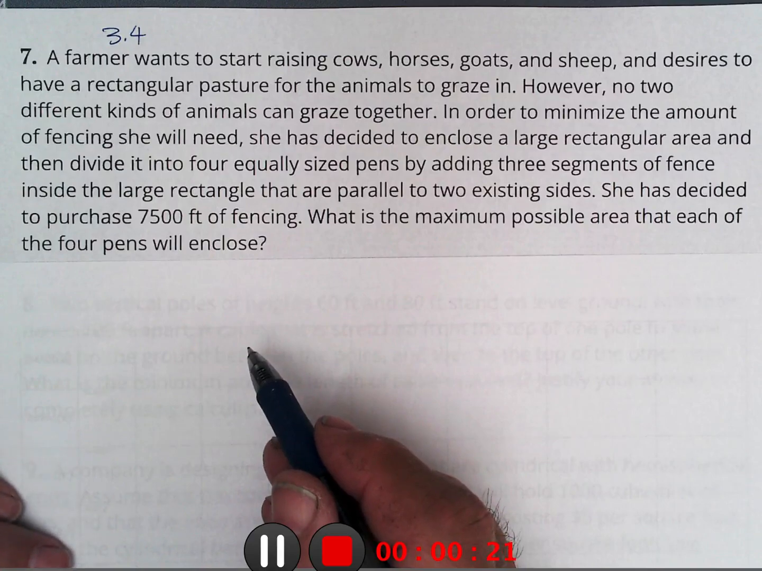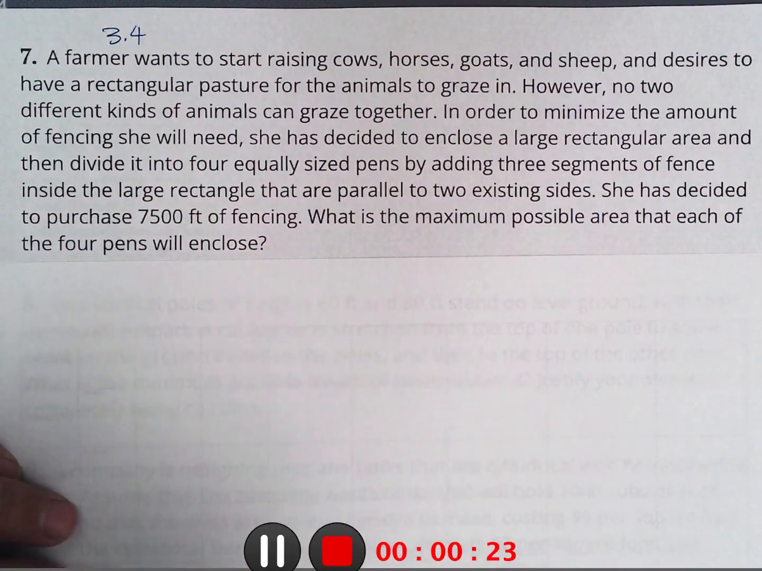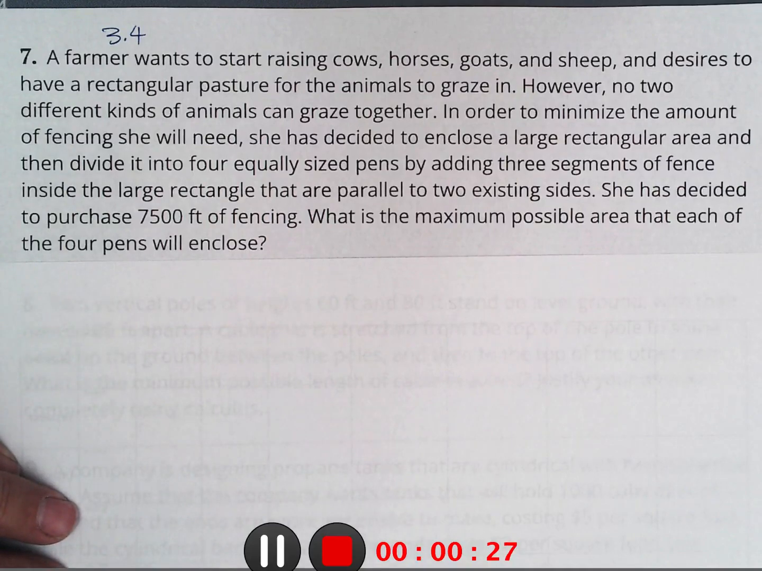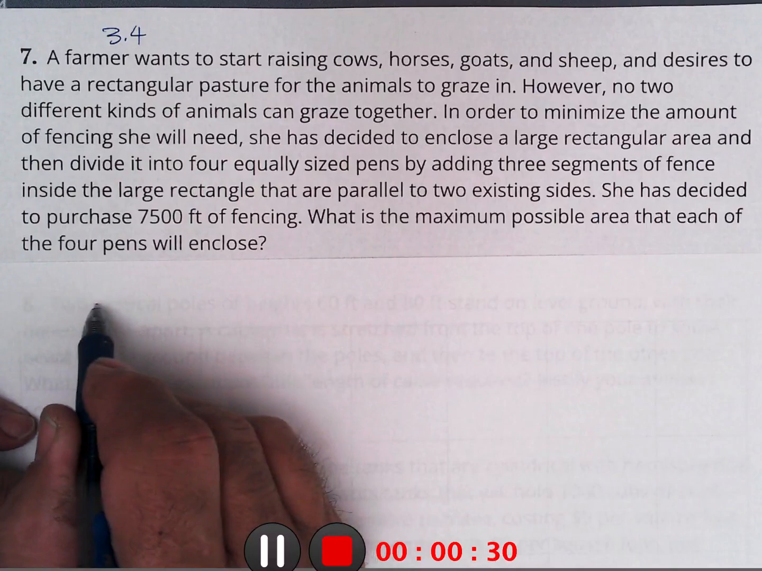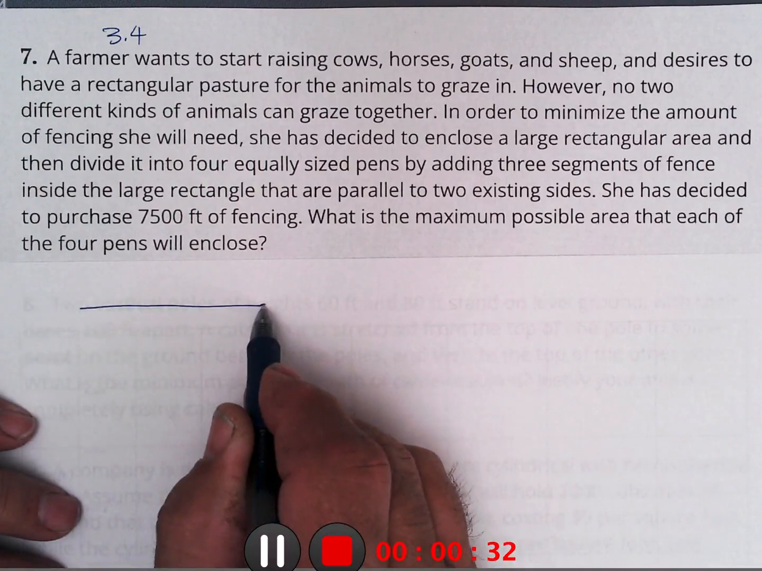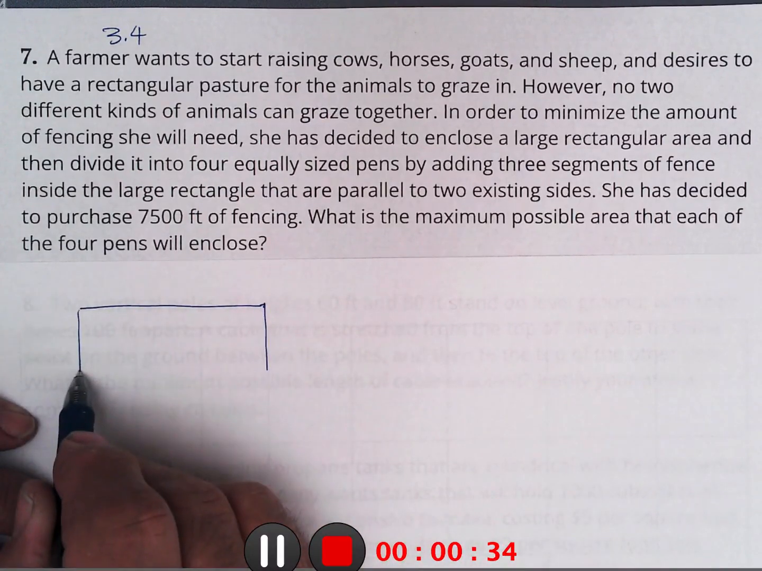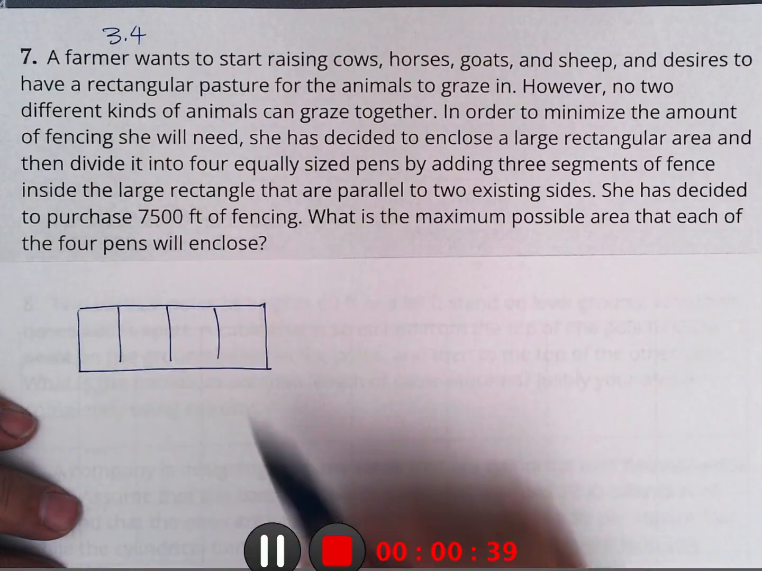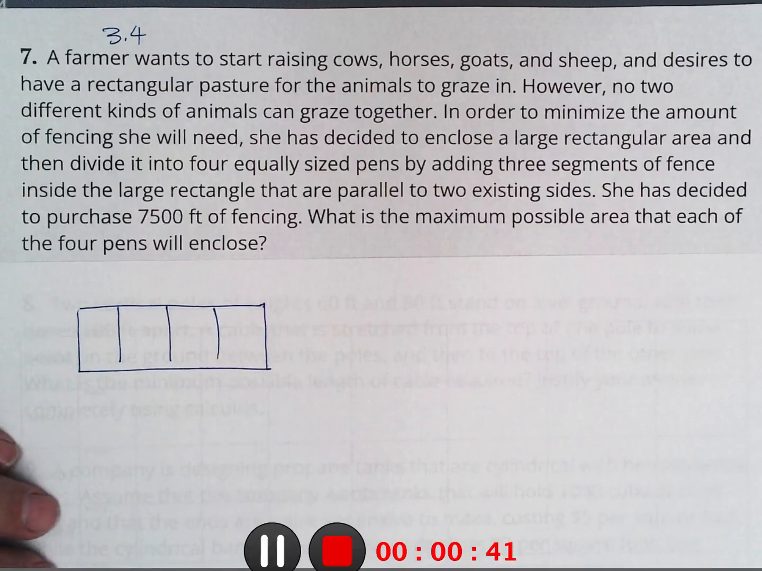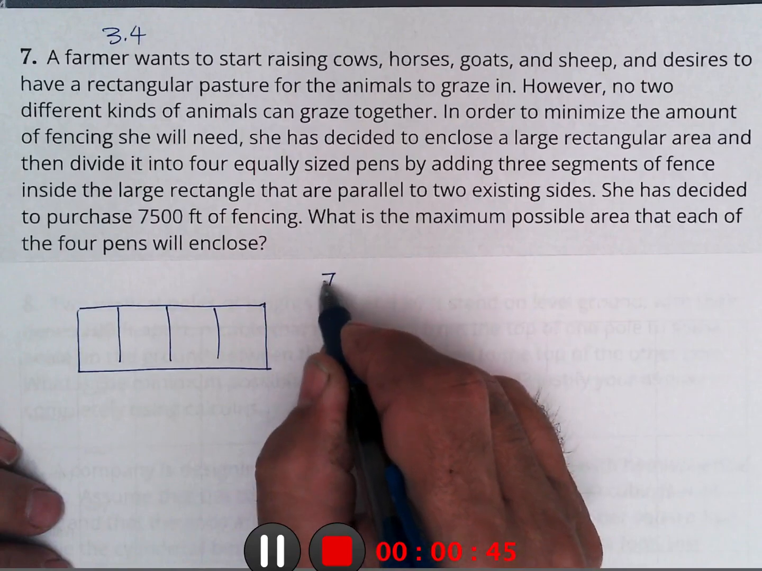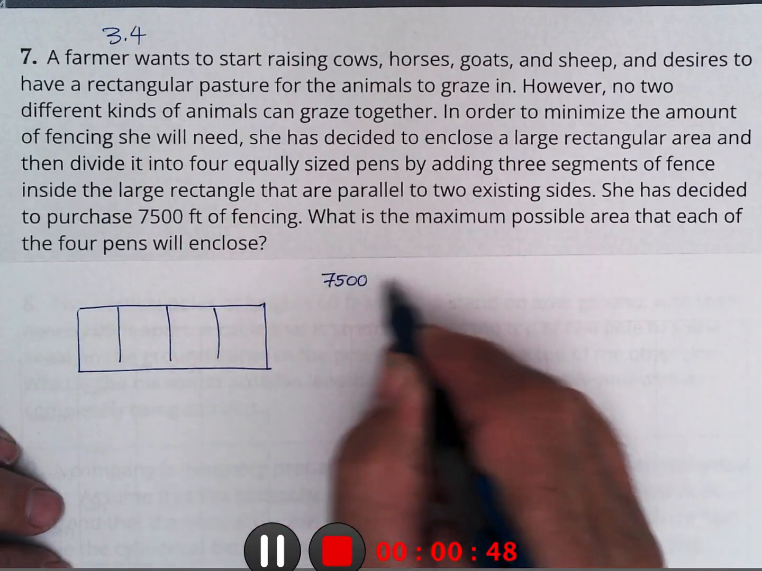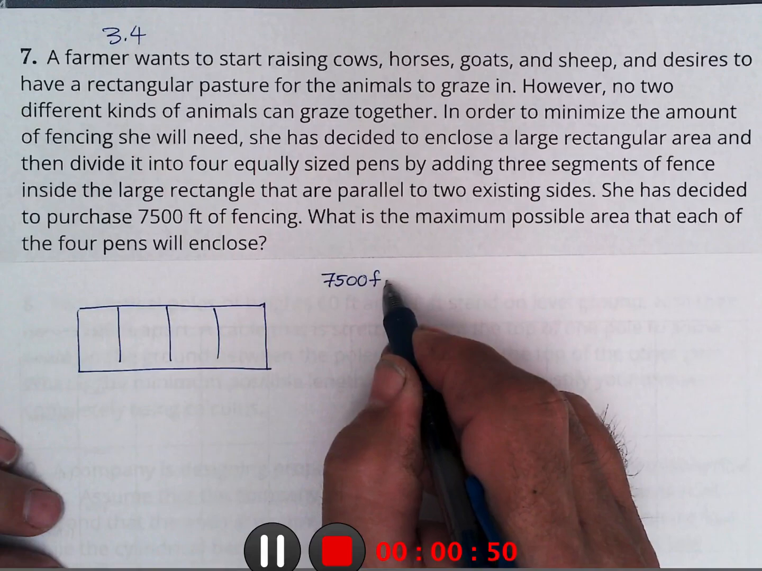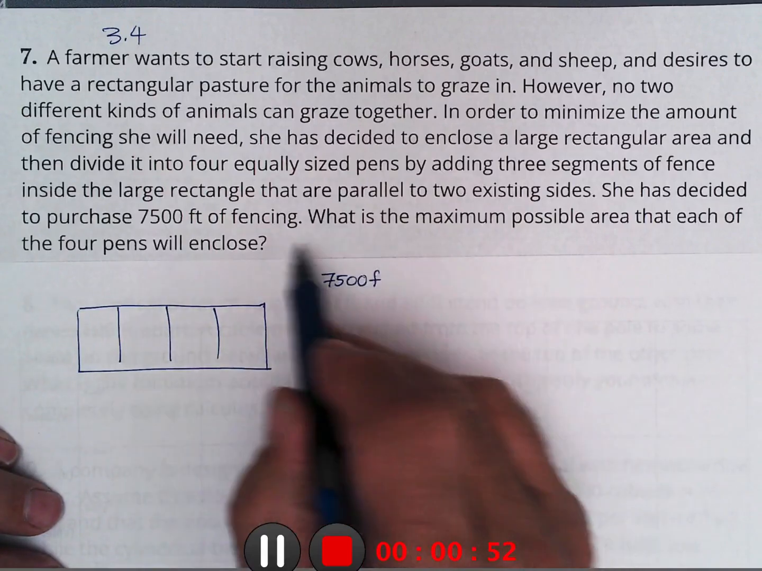She will decide to enclose a large rectangle divided into 4 equally sized pens. So a large rectangle divided into 4 equally sized pens. She decides to get 7,500 feet of fencing.